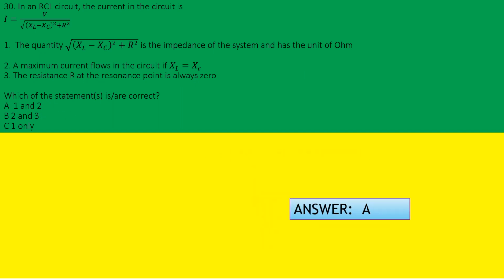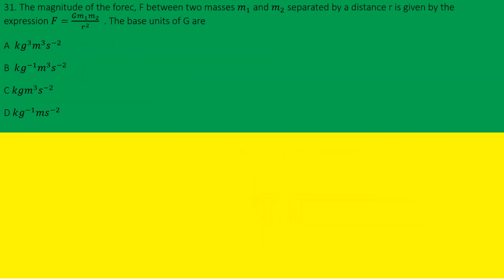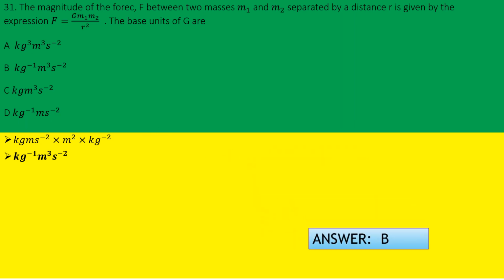So we cannot get that one wrong because, okay, they're asking us the base unit of G. All right, so the base unit of G, basically you just compute, right? Just cross multiply and then do what I've done. So it's per kilogram meters cubed per second squared, and our answer is B.